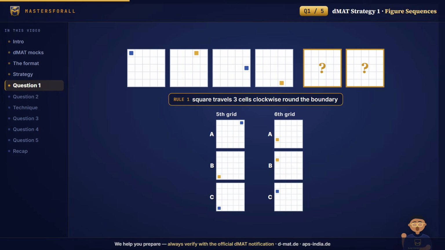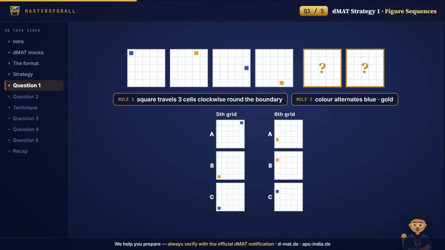Noisiest first, the position. Top left corner, then along the top, then down the right hand side, then along the bottom. Now count the gap. It is not moving 1 cell, it is moving 3 every step. And the second rule is the color. Blue, gold, alternating.